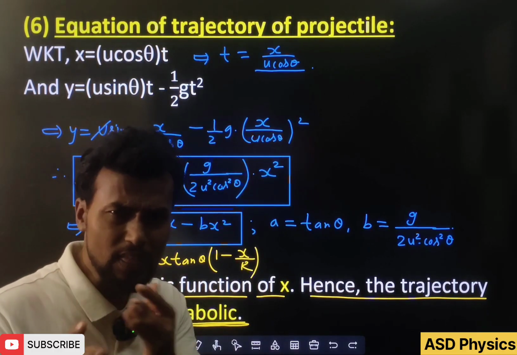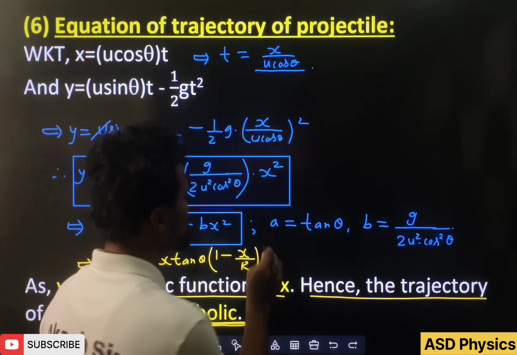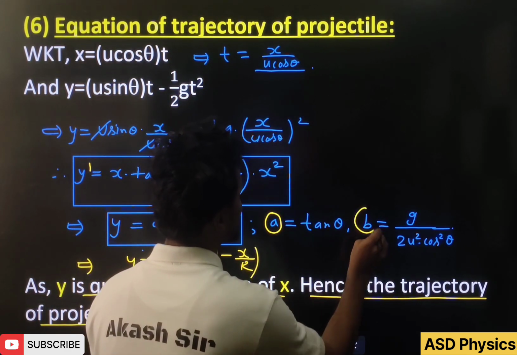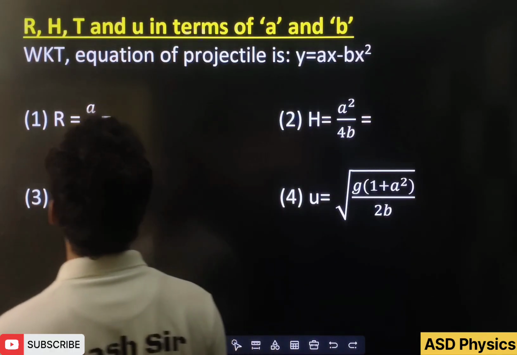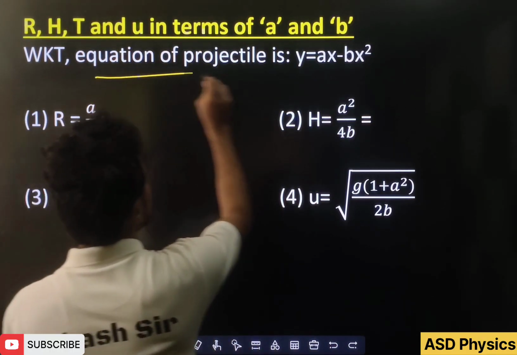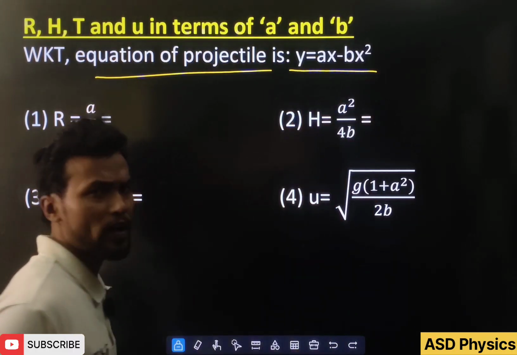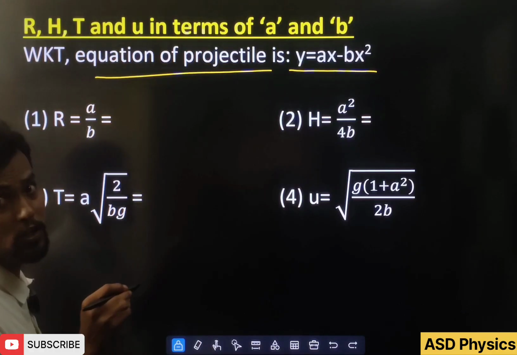Okay, so now whatever things we have learned like h, r, t and all that, we are going to write in terms of a also and in terms of b also. Let's see what the formulas are. Let's take for example r, h, t and u in terms of a and b. We know that the equation of projectile is y equal to ax minus bx square. So the range we can write as r equal to a by b.